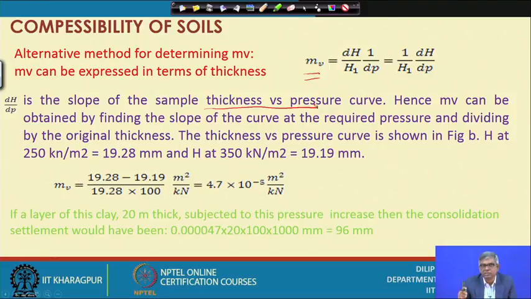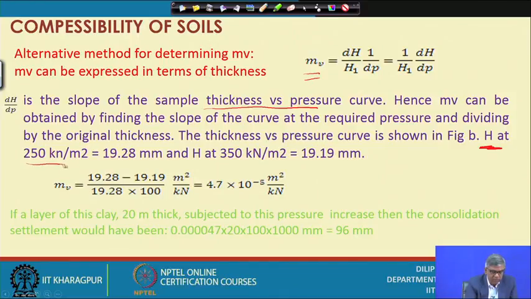We are changing the pressure, and because of the change of pressure the thickness is changing. If you plot that, the slope will be nothing but dH by dP. Hence, mv can be obtained by finding the slope of the curve at the required pressure and dividing by the original thickness. The thickness versus pressure curve I will show in the next slide.